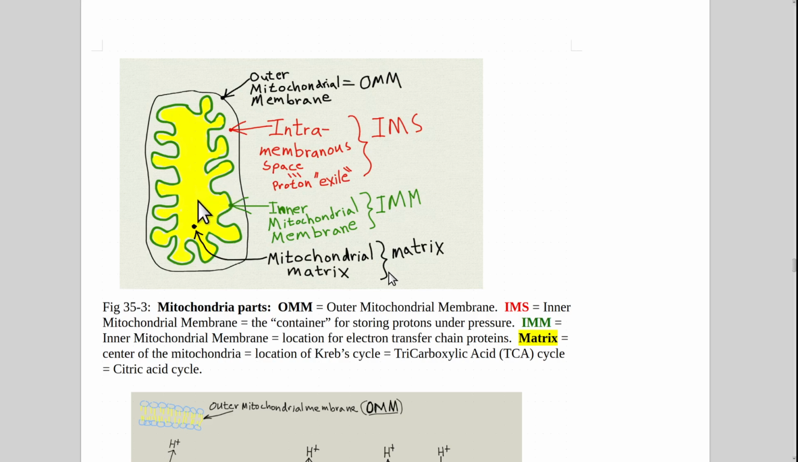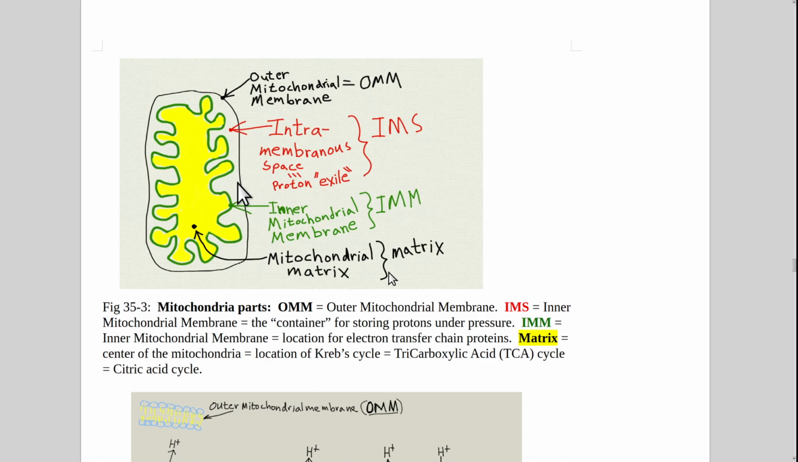And it really wants to get into the matrix, because the matrix is going to have a negative charge of about negative 160 millivolts. So the positively charged hydrogen proton dramatically wants to get in there. It also wants to get in there because of its concentration gradient. It's very high in concentration in the intramembranous space, very low in the matrix, so it wants to come across.